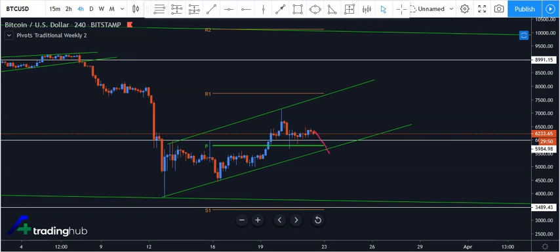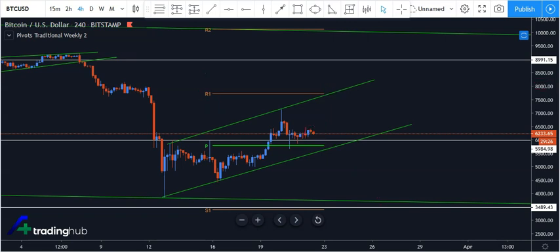Watch out for price to break below this bearish flag, correct, then drop. But I'm not interested in selling at the current market price. I want to see price reject the R1. That will be the 8,000 price zone. I want to see a rejection from the 8,000 price zone before I sell.